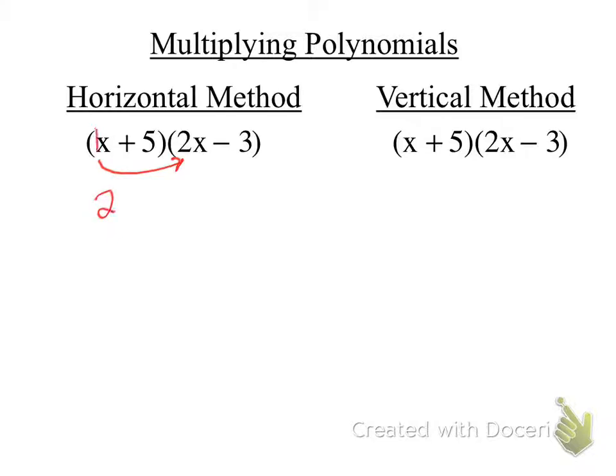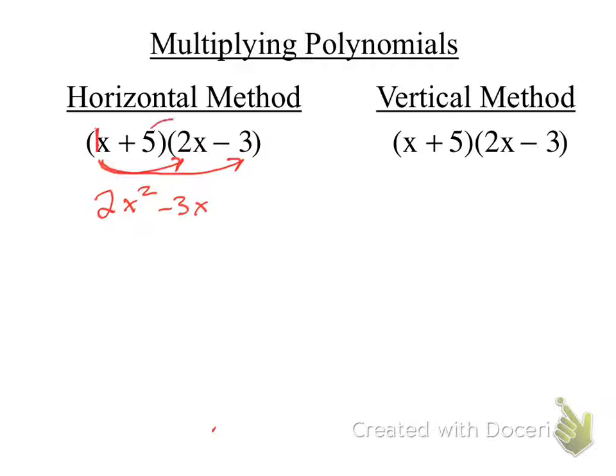Good, because remember, we multiply the coefficients, we add the exponents. 2x to the second, right? And then I have to multiply that x times negative 3. What would that be, Boeing? Negative 3x. Okay, you can write this example.